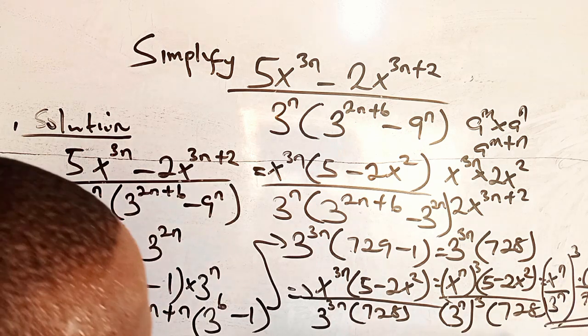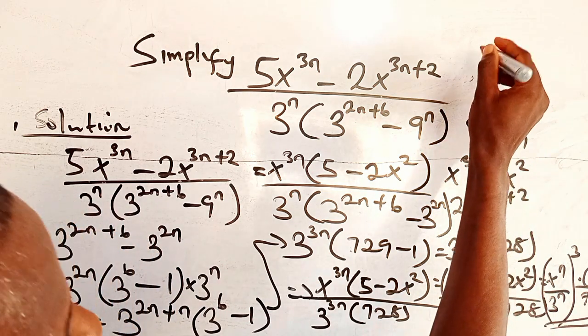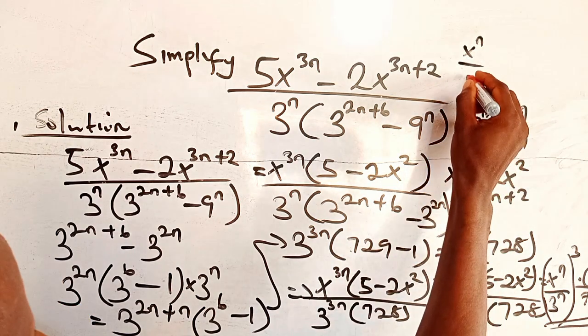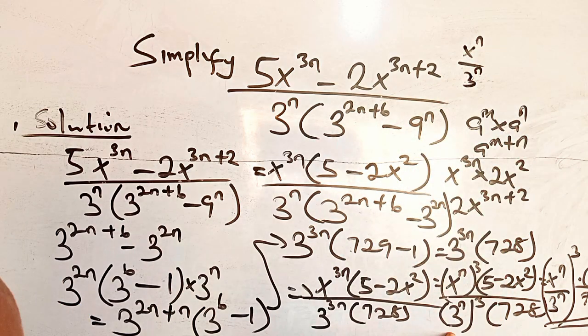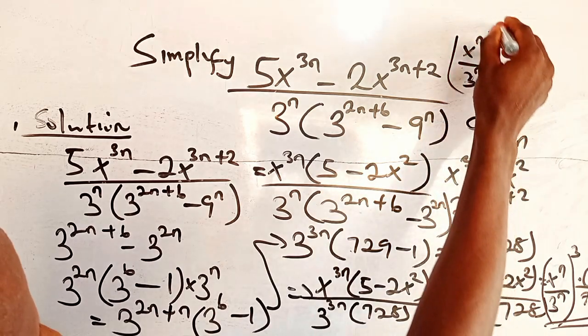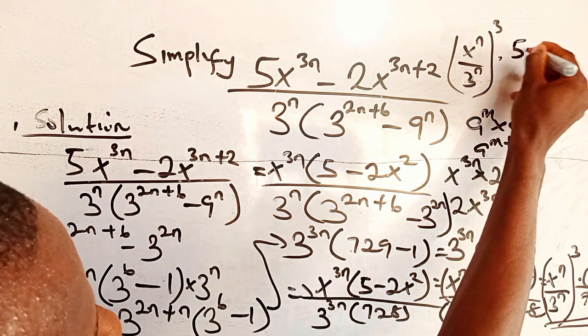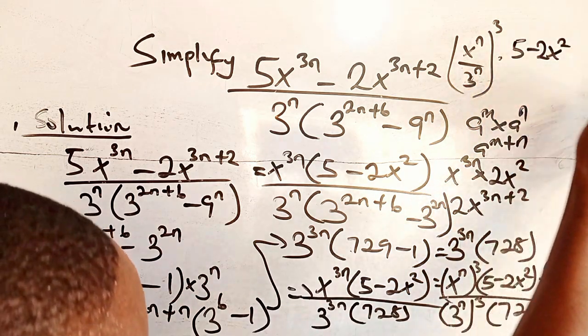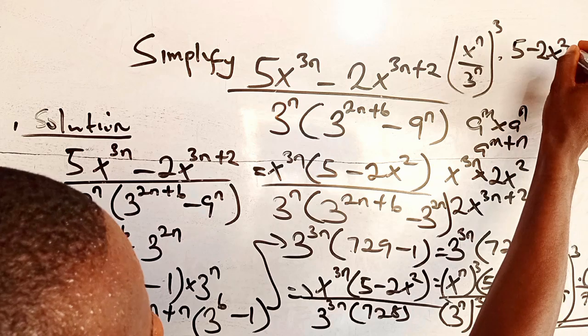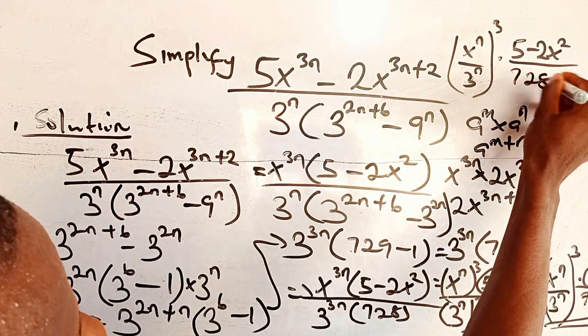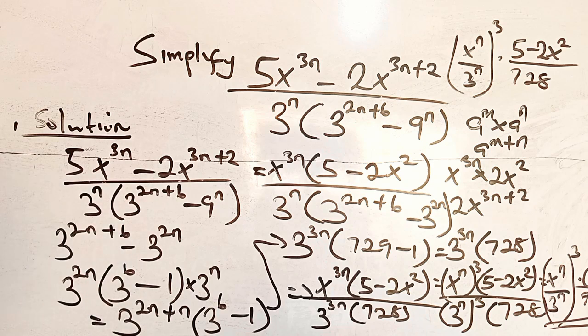728. So we can write our answer as x raised to power n over 3 raised to power n, everything raised to power 3, times 5 minus 2x squared, over 728 at the denominator. Thank you very much.